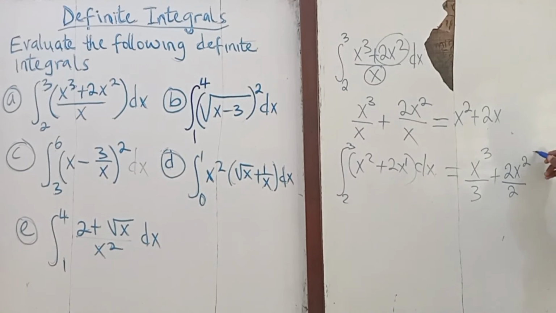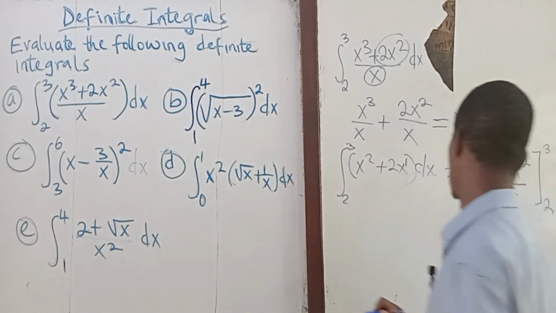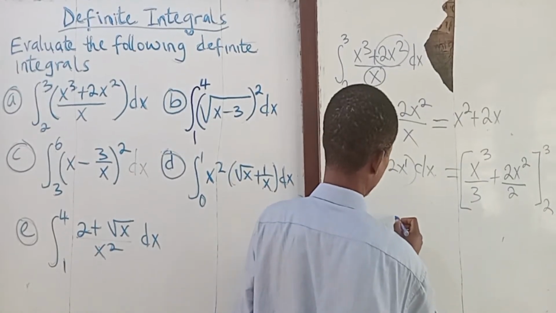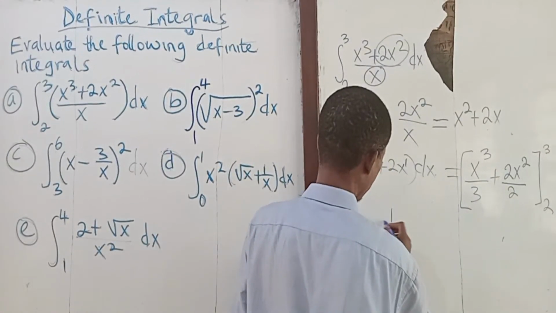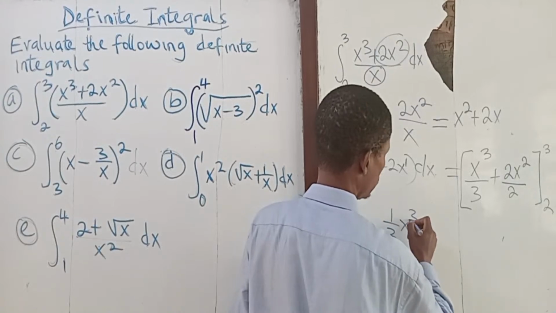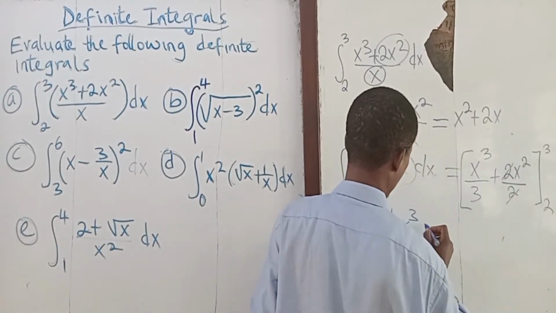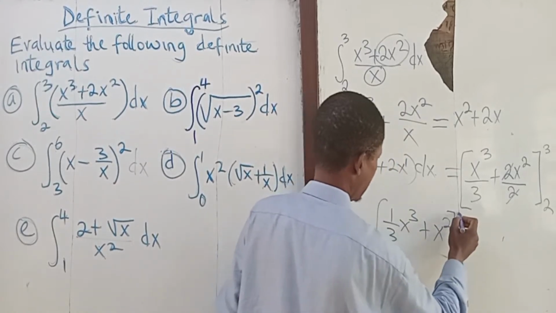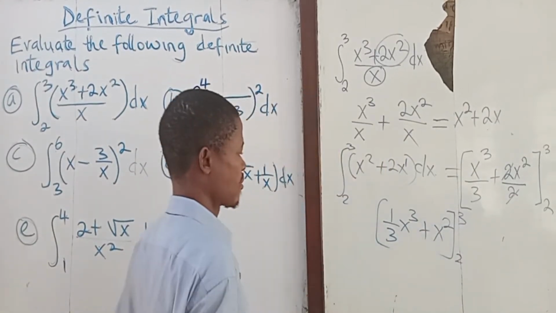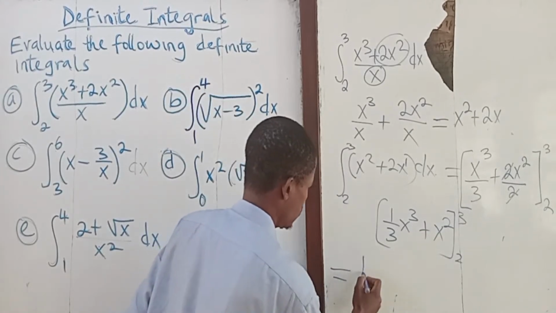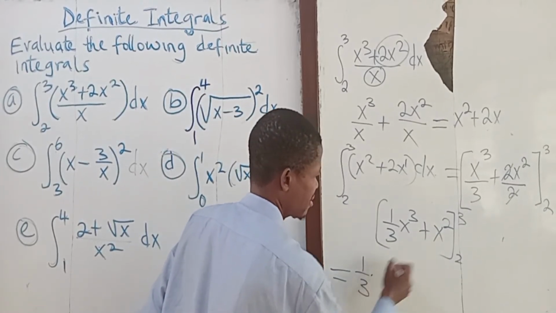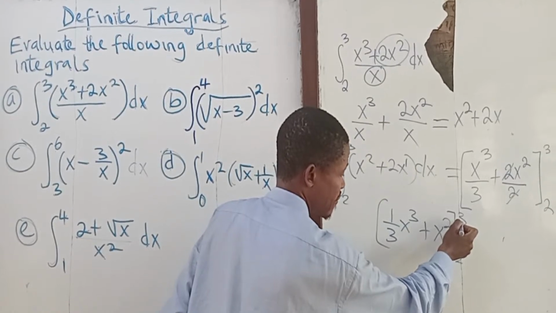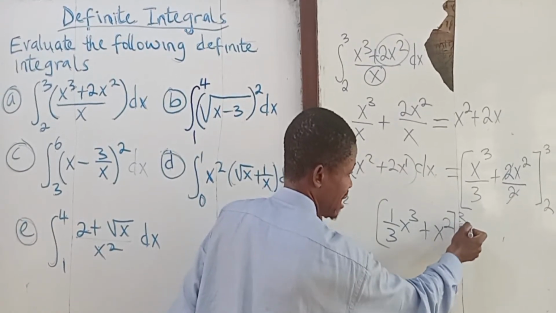Okay, then indicate your upper limits and lower limits. So this will give us 1 over 3 x cubed. This 2 and this 2 we cancel, so we have plus x squared. Then finally begin to make the substitution. So the first one will be equal to what? 1 over 3 times your x, which is 3 for the upper limit. Substitute the upper limit there.